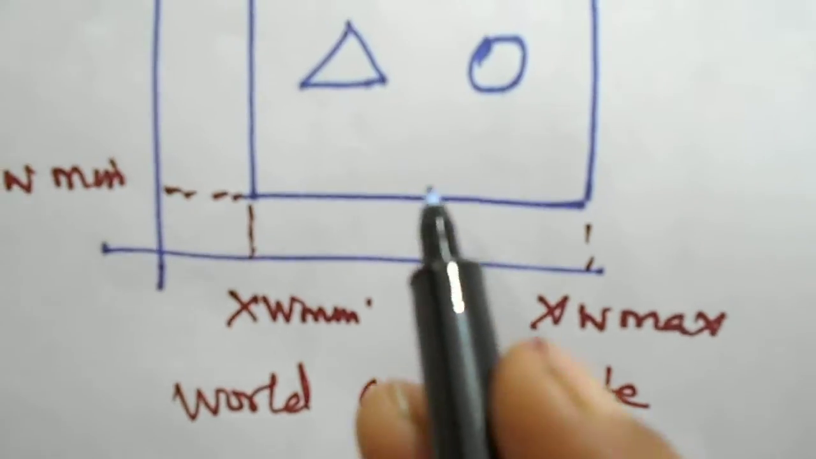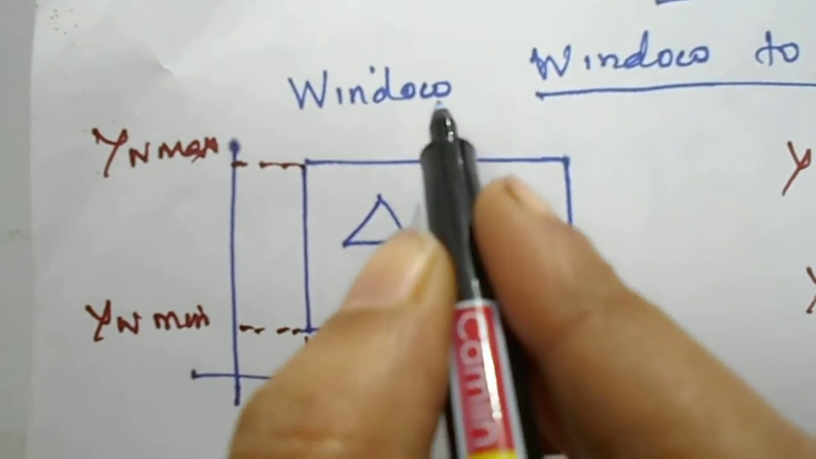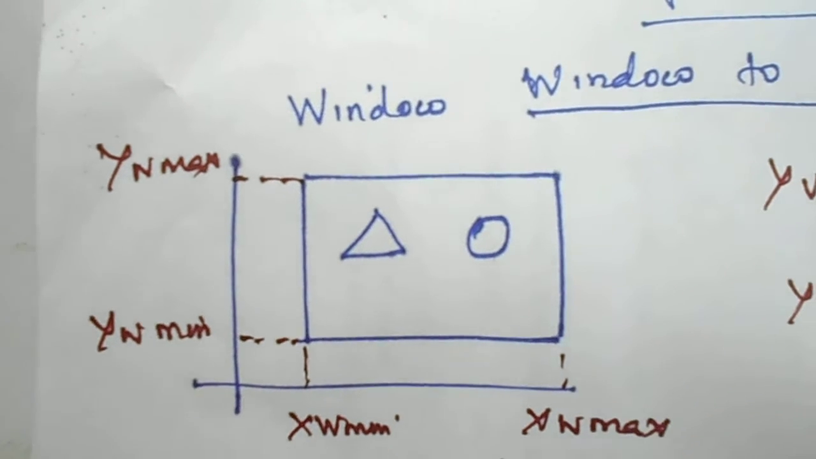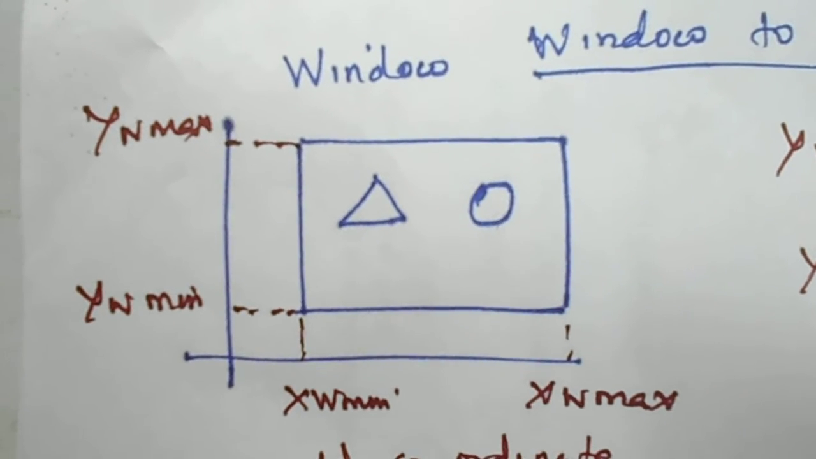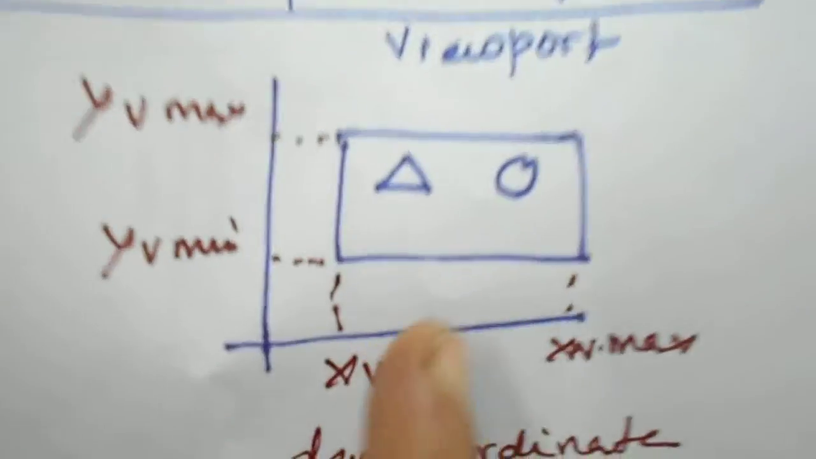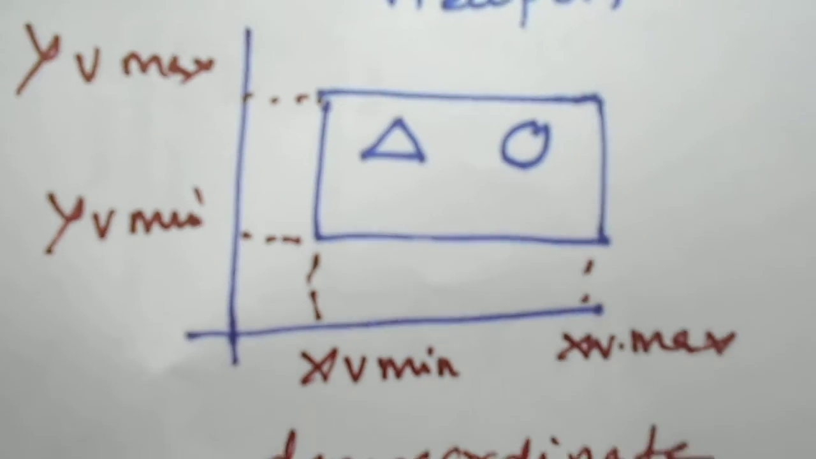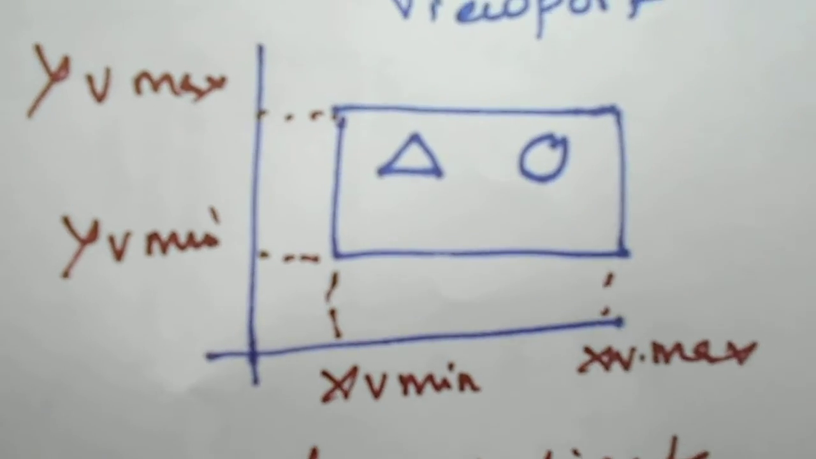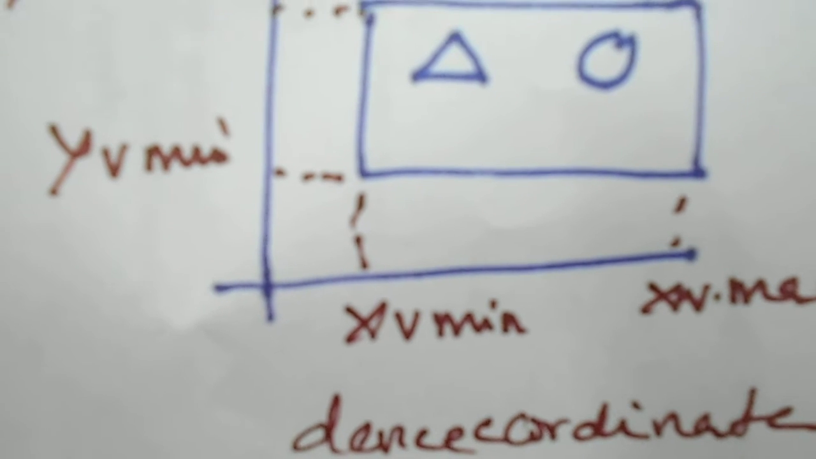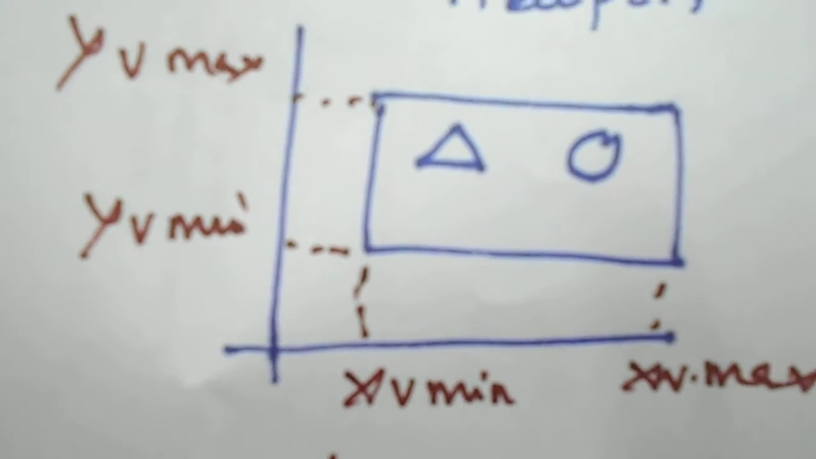Here we are going to clip some portions. For example, we can select some portion of the window or the entire window to map to the viewport. The size of the viewport may be greater than the window or less than the window. Let's see what is viewport. Window is what to be displayed. Viewport is where to be displayed.